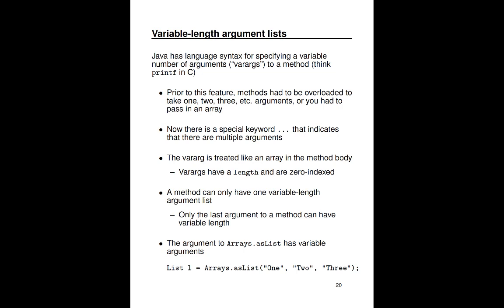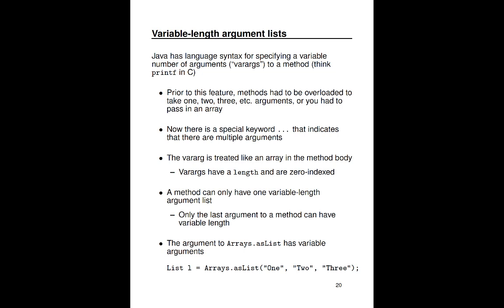Before this feature was introduced to the language, methods had to be overloaded to take 1, 2, 3, etc. arguments, or you had to pass an array. This was awkward and made it difficult to represent something like printf. You can declare that a method takes a variable number of arguments by using a special keyword in the language, which is 3 dots. It's like an ellipsis. And that indicates that the parameter can take multiple arguments.